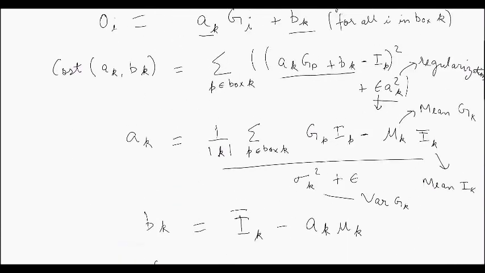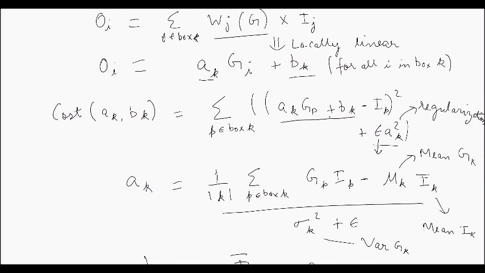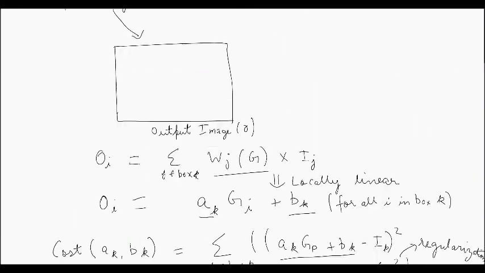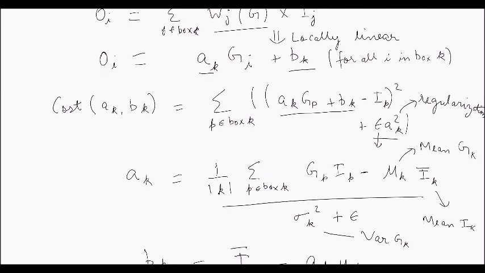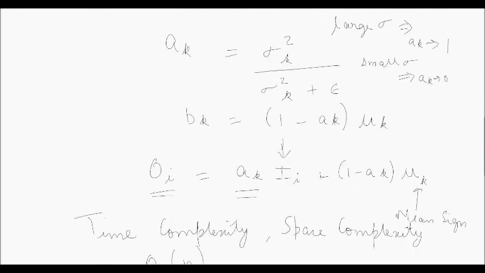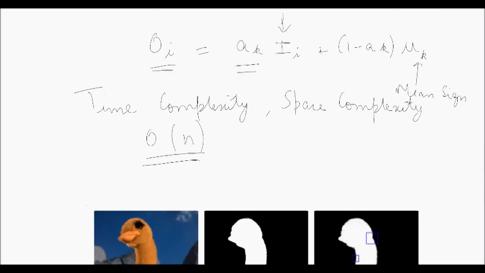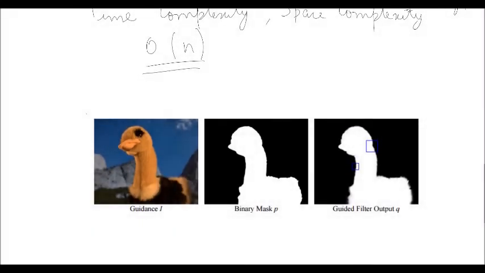Also, we need to store the information of A, or any intermediate constant like G into I, in a frame, and there are a constant number of such frames that we're going to use through this algorithm, some for storing A, some for storing B, some for storing G into I. But essentially we'll be using a constant number of frames, so the space complexity will also turn out to be O of n. So this is essentially what guided filtering is.